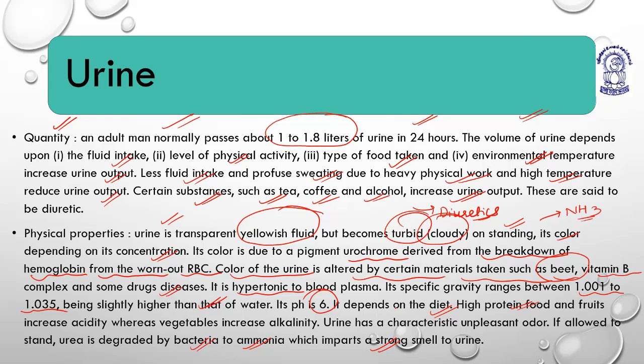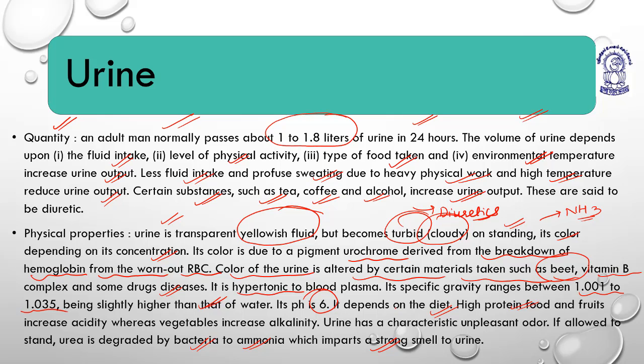Its color is due to the pigment urochrome, which is derived from the breakdown of RBCs. The heme part of hemoglobin breaks into biliverdin and bilirubin, which will further convert into the pigments stercochrome and urochrome, which impart the color to stool and the urine respectively. It is hypertonic to blood plasma, meaning it has more osmolarity than blood plasma. The specific gravity is also more.